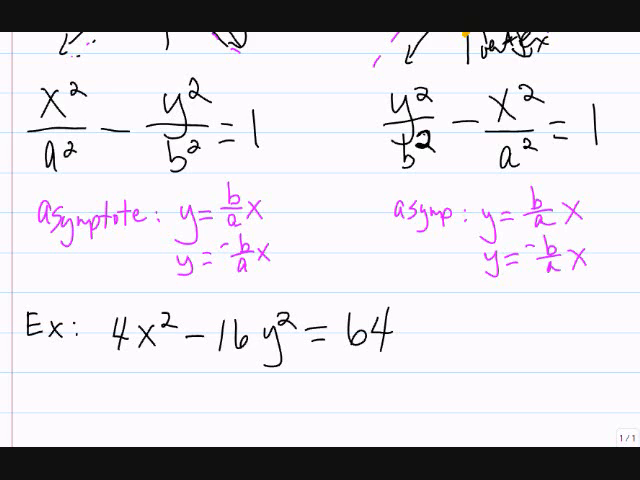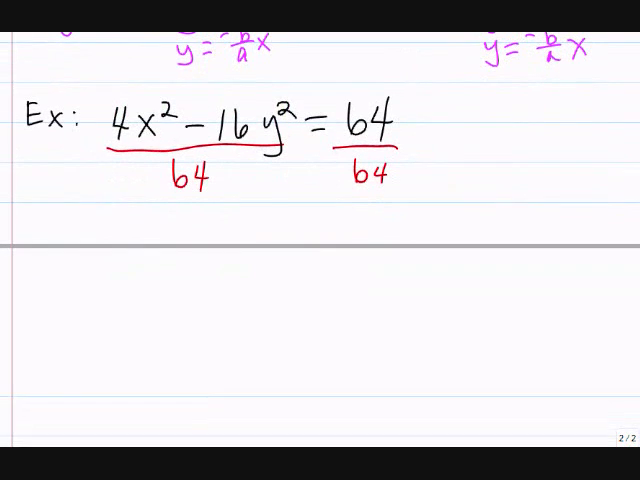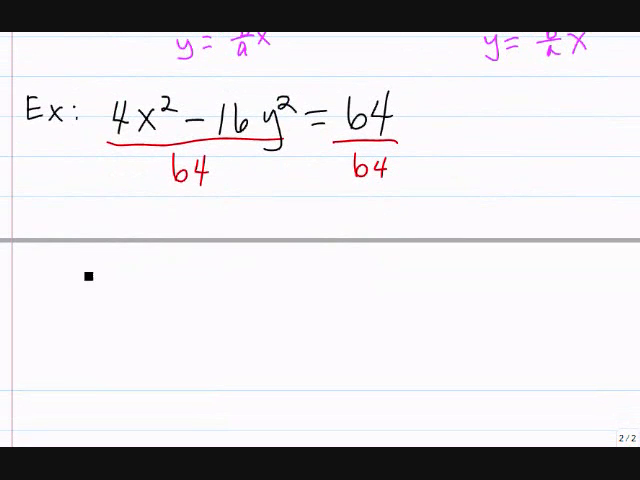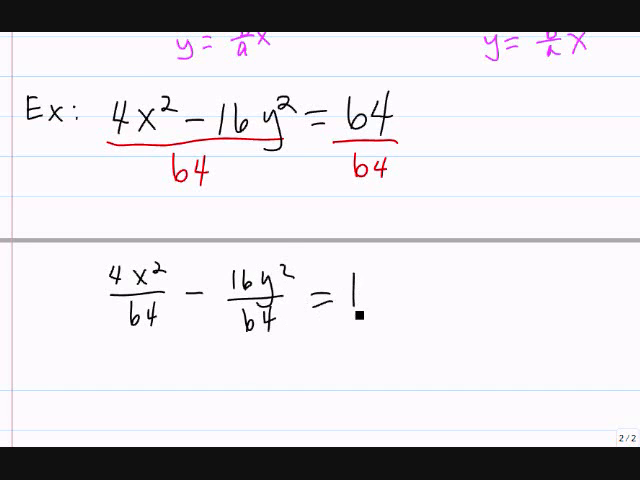To go to standard form, we're going to divide both sides of this equation by 64. Okay? So I get 4x squared over 64 minus 16y squared over 64 equals 1. Now, I don't want that coefficient, that 4 and that 16, on the x squared and the y squared.